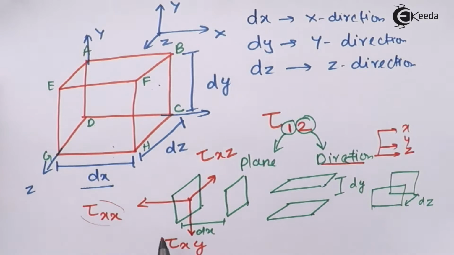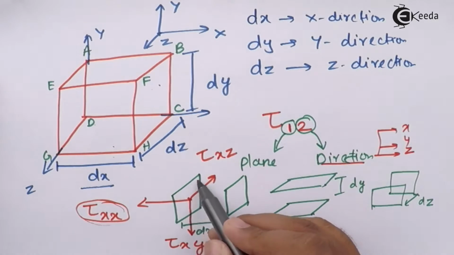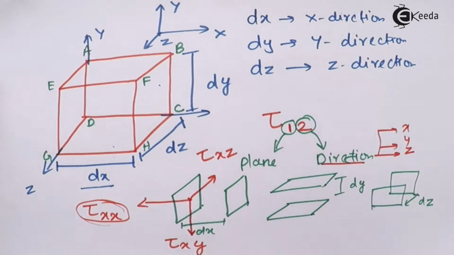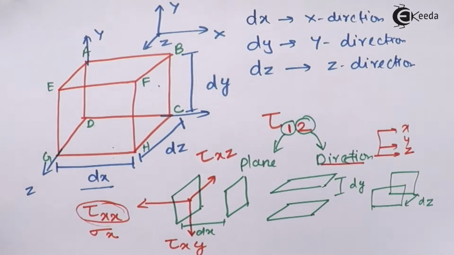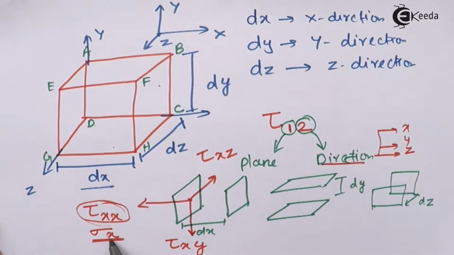But since this tau xx is normal to this area, or perpendicular to this area, the effect of this kind of stress is not a shear stress, this will be a longitudinal stress. So hence whenever we have a stress which is normal to the area of cross section, it will always be denoted by sigma, in that direction. We can also write that as tau xx, but for our convenience we'll write that as sigma x.